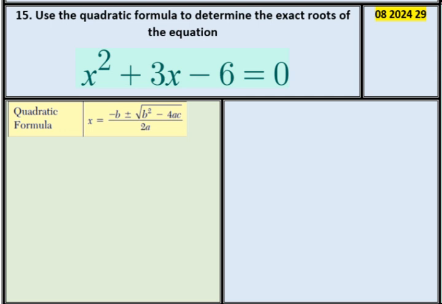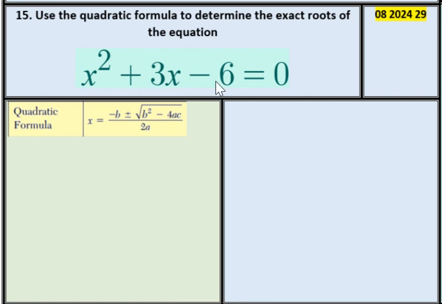Question 15. Use the quadratic formula to determine the exact roots of the equation x squared plus 3x minus 6 equals 0. So the first thing we do, if we're using the quadratic formula, which is on your reference sheet, make sure you pull that reference sheet out when you take the exam and you have the quadratic formula right there.